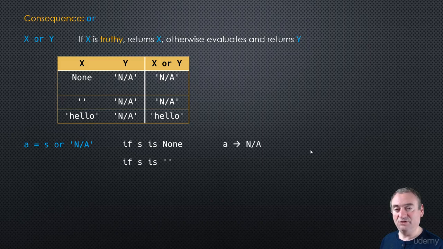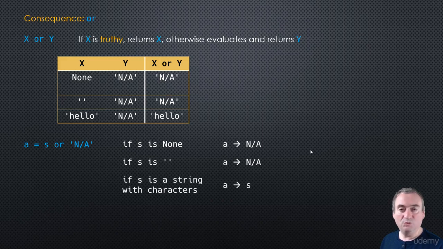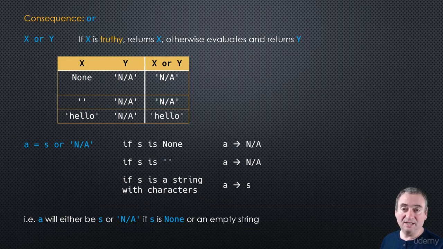If s is an empty string, we return NA. If s is a string with characters, we just return s, right? And we assign that to a. So this is basically a way to set up default values for a variable, right? So we may be dealing with a string, and we don't want to have an empty or None variable there. So we can do s equals s or NA, and this will ensure that a is always going to be a string, right? It's always going to have something in it, right?